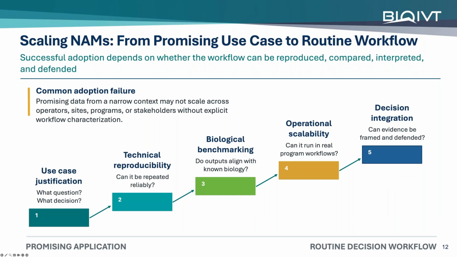Then we have biological benchmarking. This is a distinction from technical reproducibility. A model can be technically reproducible and still fail to represent the biology we care about. So we need some way of understanding how the outputs relate to known biology. That may involve comparison with reference tissue, known positive and negative controls, clinical observations, or other established experimental systems.